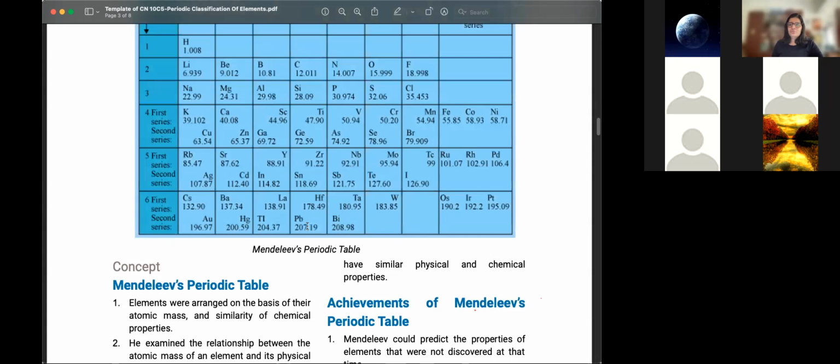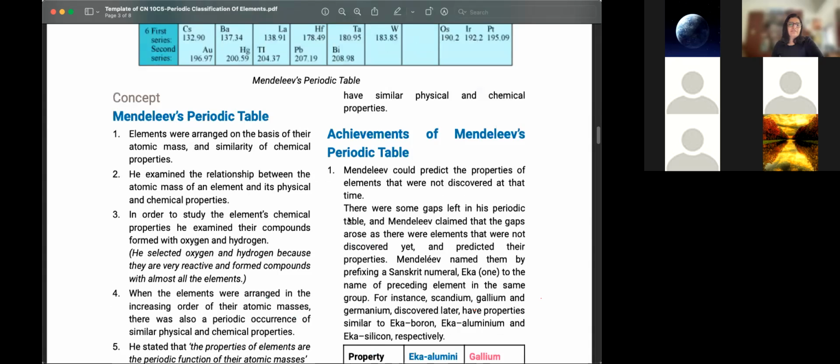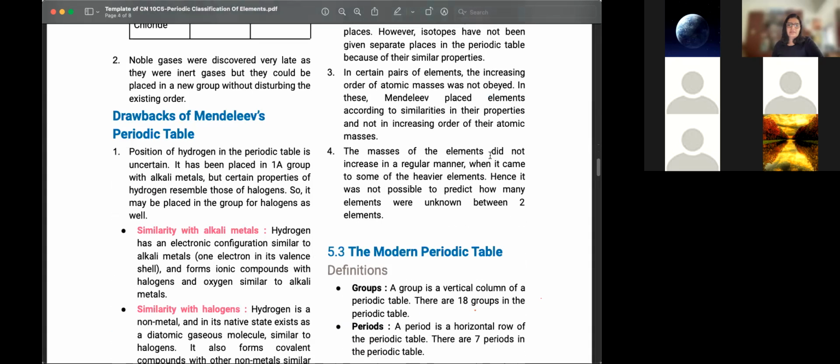Is it just 2, or could it be 3 also? 202, 204, 206 bhi ho sakta hai. So that pattern Mendeleev couldn't figure out. It did not increase in a regular manner when it came to heavier elements. So he could not predict how many elements were unknown between any two elements. Okay, so these are the drawbacks of Mendeleev's table.